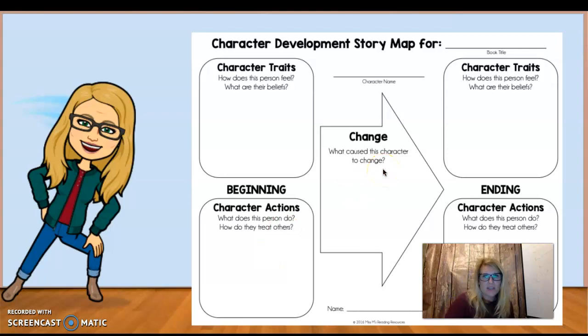Then something usually happens to make this character change, an event. What is the change that happens? You will write about that change here. And then you're going to think about the ending. So at the end of the story, the character has changed. How does this person feel now that's different from here? How does this person treat other people, or what does this person do at the end that's different than over here? So let me show you my example for our story, A Bad Case of Stripes.